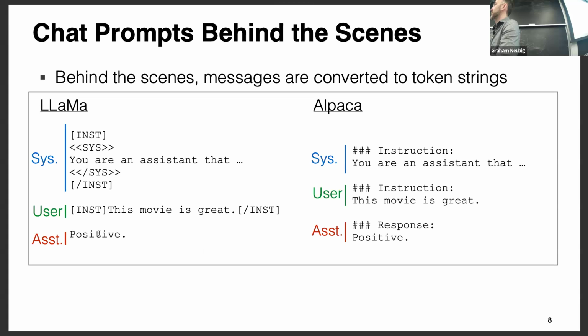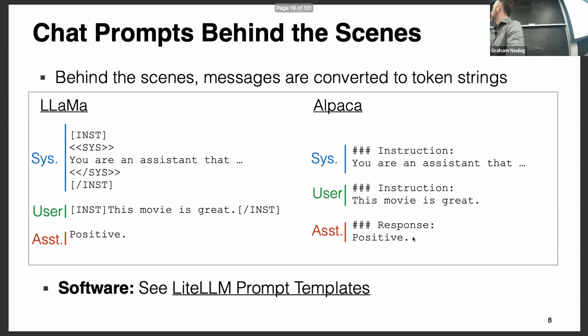We can contrast that with some other models. Alpaca looks like this. We have hash, hash, hash, instruction, colon, and then the instruction. For the user, there's no distinction between system and user. So it's hash, hash, hash, instruction, then the user message, then hash, hash, hash, response, and then the assistant. It's not super important which one we use here. The important thing is that this matches what the model is trained on. I'll talk about that in more detail later.